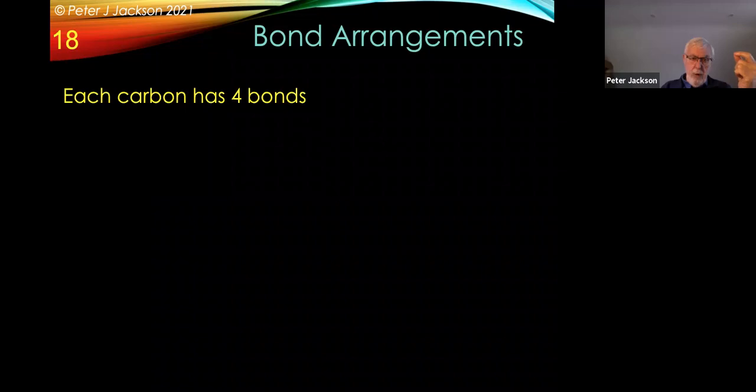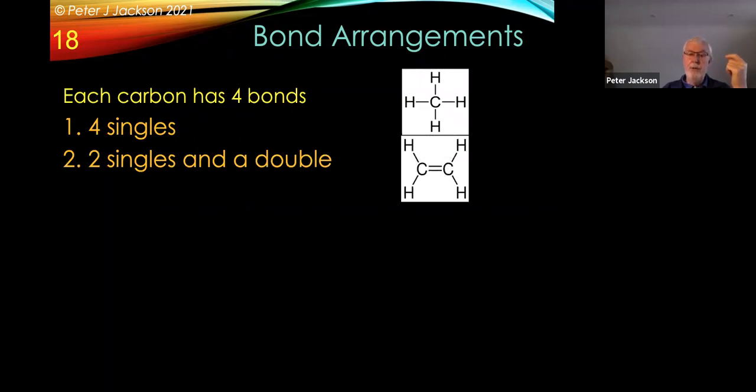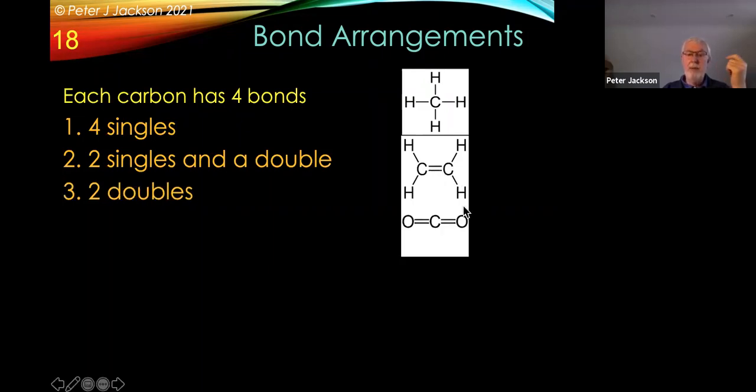Now, each carbon has 4 bonds. Remember that. Always check, count them. It can have 4 single bonds. There it's got 4 single bonds. Or it can have 2 singles and a double. There's 2 singles and a double here, and 2 singles and a double here. Or it can have 2 doubles, as in carbon dioxide. It's got 4 bonds there, 1, 2, 3, 4. Or it can have a triple and a single.